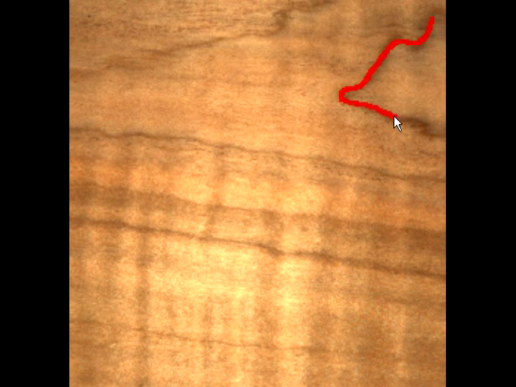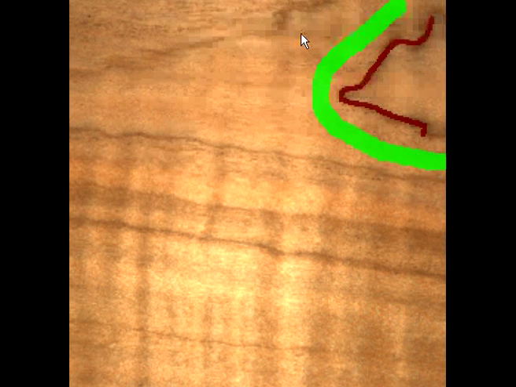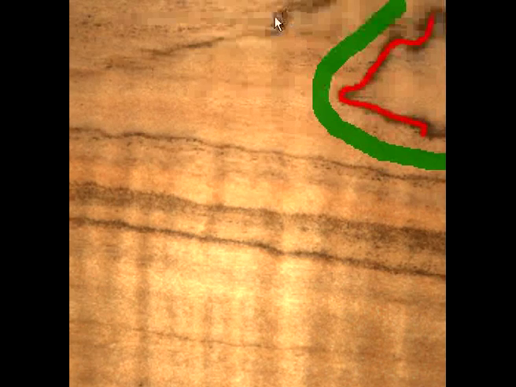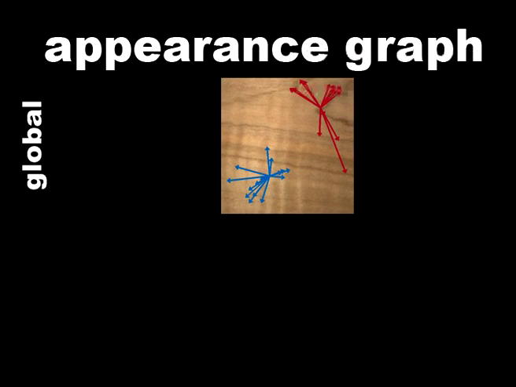In this example, we show an edit being made to a reflectance dataset of polished maple where the user is adjusting the color of the darker grain. Note again that these edits are automatically propagated to other disconnected areas with similar appearance due to the global structure of our appearance graph.